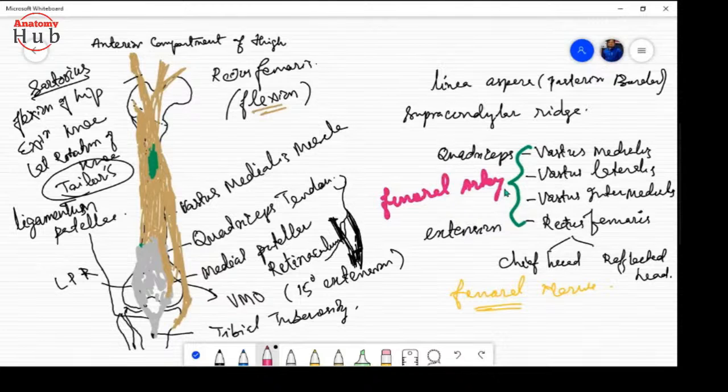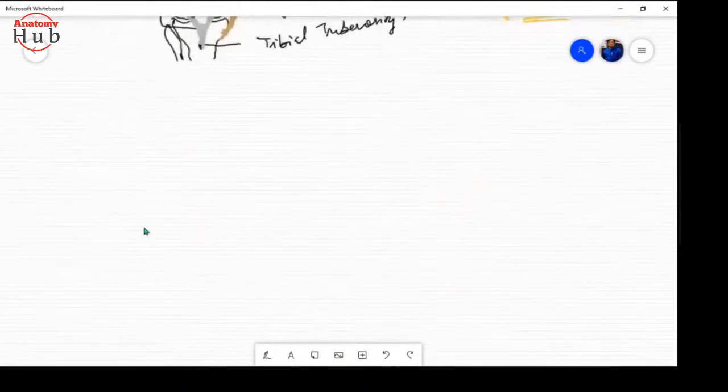Now after this anterior compartment, we'll see the topographic part of the anterior compartment. So I am taking it upward.